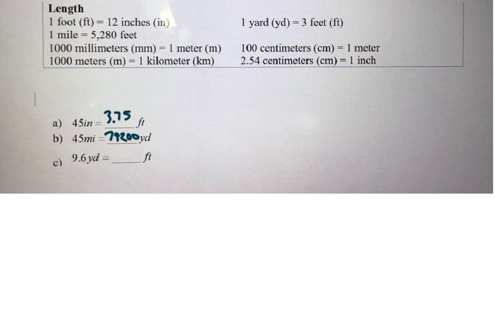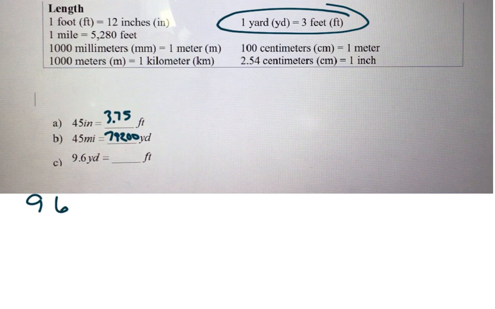And our last conversion is from 9.6 yards to feet. And so we have a direct conversion here of 1 yard equaling 3 feet. So let's start with our 9.6 yards. And we want to convert that to feet. So we're going to have yards in our denominator so that those two units cross out. So that's our 1 yard. And our 3 feet goes in the numerator.